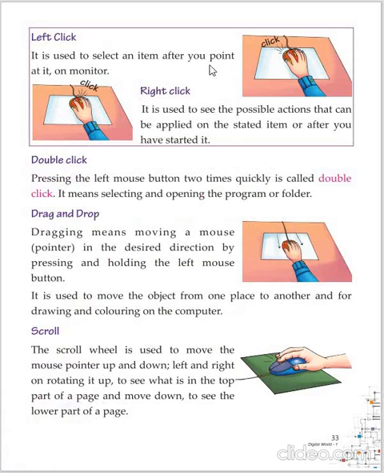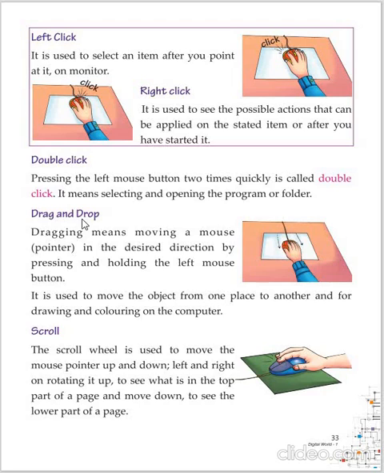Left click is used to select an item and the right click is used to see what are the possible actions that can be applied on that particular item. Now let's see double click. If we press the left button two times quickly, we call it the double click. So it performs two functions simultaneously: selecting and opening of the program or folder.